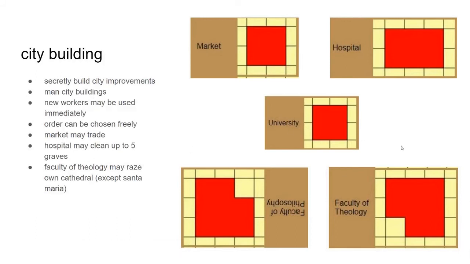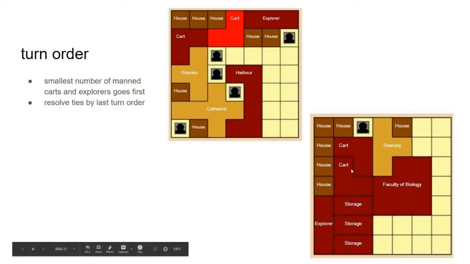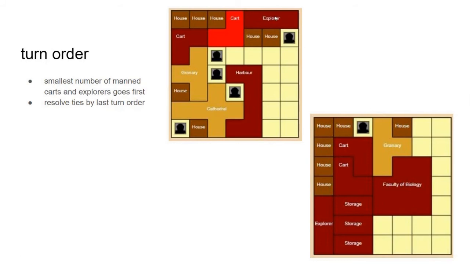Okay, that's city building. So let's move on to the 3rd phase, which is turn order. So this is 2 different players. The first player has an explorer, a cart, and has manned one of the carts, because remember, the bright red means that that building has been manned. This player has 2 carts and an explorer. So same thing. They have 3 buildings that'll potentially count towards turn order.